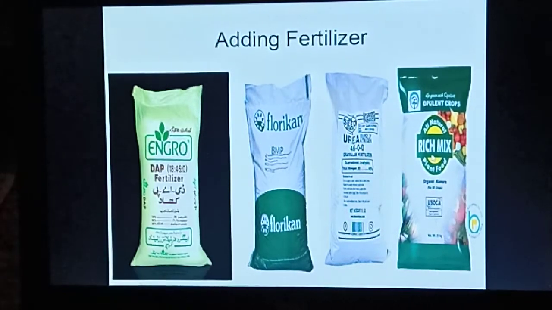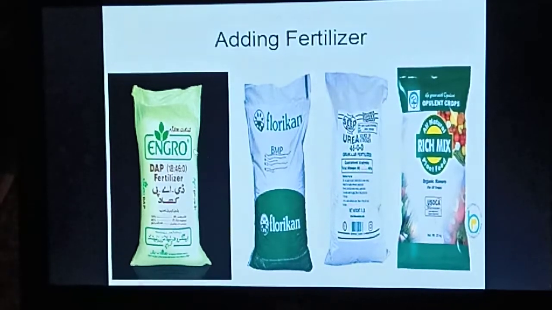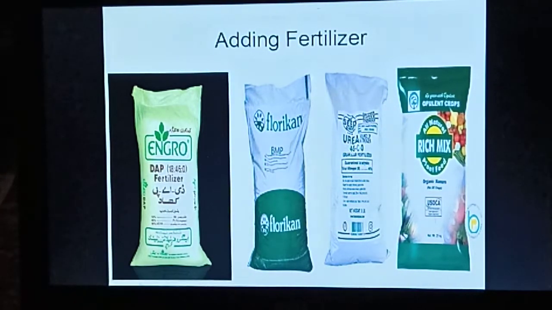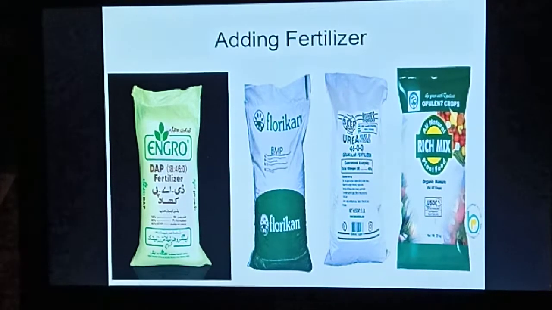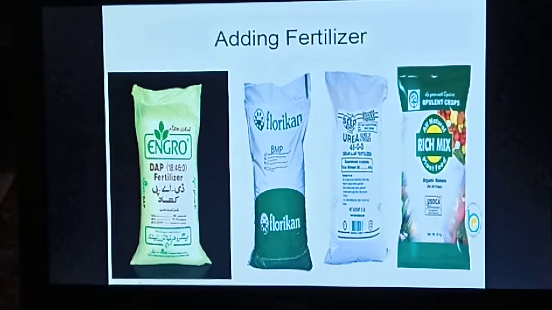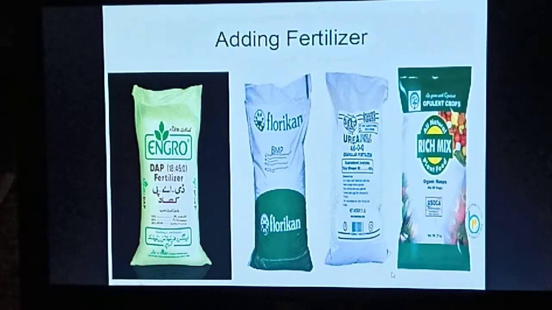So these are some of the fertilizers of different companies. This is of Agro, this is of Florican, this is Urea, this is Rich Mix or Oplucent Crops, and it is an organic manure. Yes, for all crops it is. These are mainly for that, it is a granular fertilizer. It is a company of Florican, and this is a DAP fertilizer. So these all the fertilizers are used in it, and these are also very, very expensive.